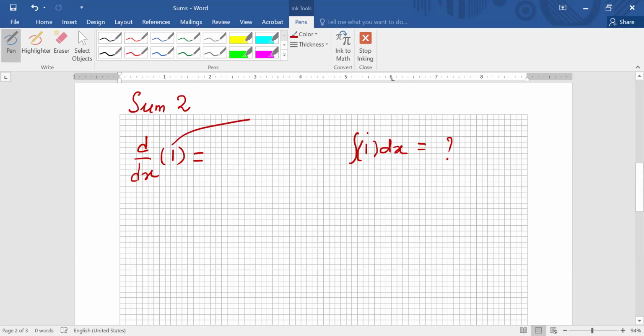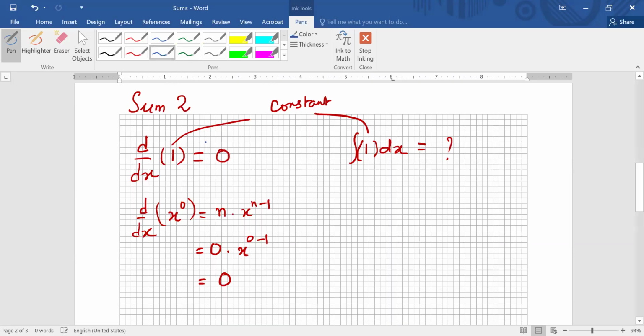Whatever 1 we are writing is nothing but a constant. So how do I write this differentiation of 1? I write this as x power 0. So by the formula n into x power n minus 1, I write it as 0 into x power 0 minus 1. Of course, 0 into anything comes to be 0. So the answer here is 0. You remember, the answer here is 0.